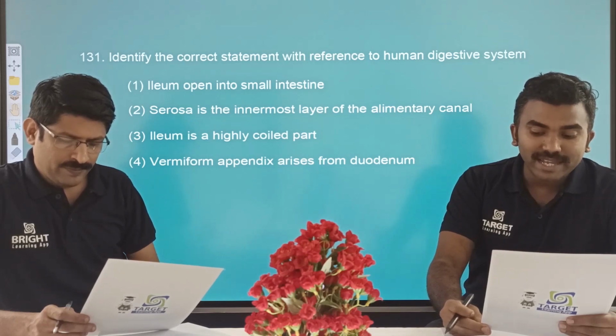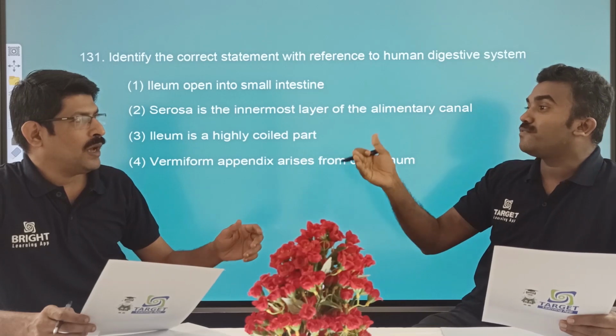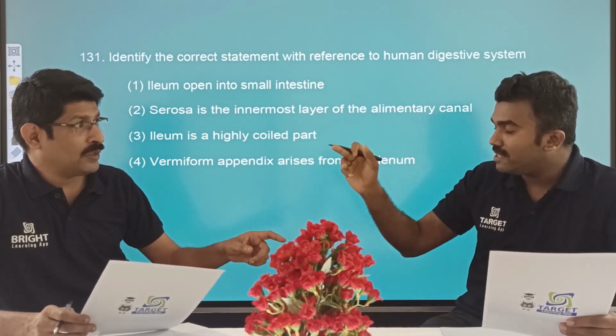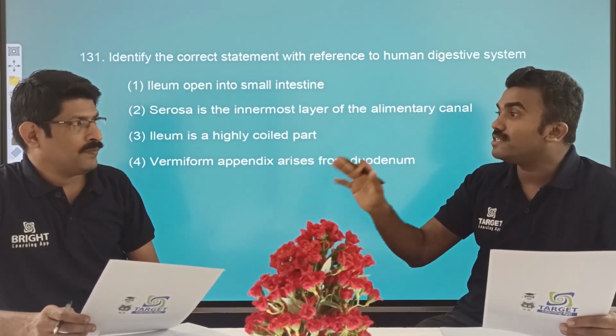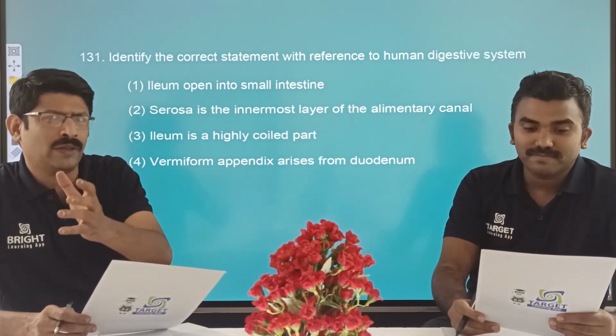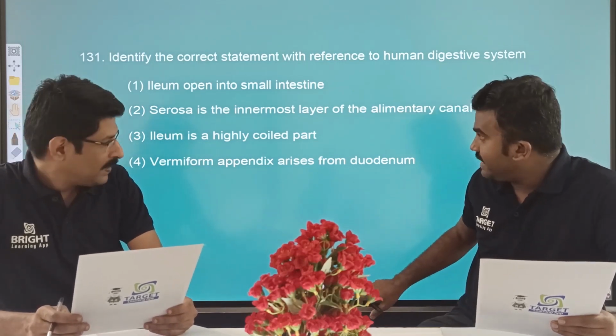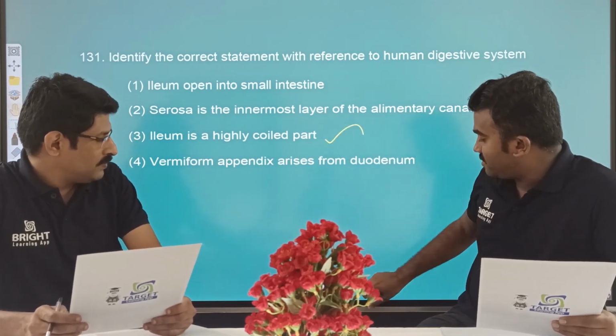Vermiform appendix arises from the duodenum. No, the duodenum is the first portion of the small intestine. Actually, vermiform appendix arises from the large intestine, from the cecum, the first portion of the large intestine. The cecum houses different types of symbiotic microorganisms. All the statements are given, and from that they have taken the answer: ileum is a highly coiled part.